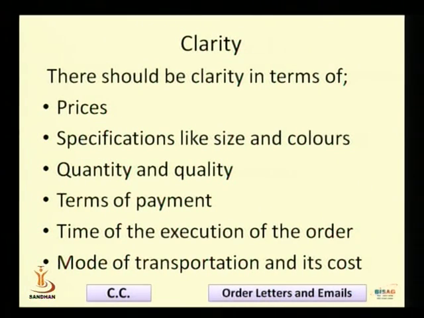Friends, these are the basic things I may repeat for you. The clarity in terms of prices, in terms of specifications, in terms of quantity and quality, in terms of mode of payment, in terms of time of execution of the order, and mode of transportation and its cost. Friends, if both the sides are very much clear regarding these points, then there is no point for any kind of confusion, any kind of delays, any kind of problems after the execution is done.